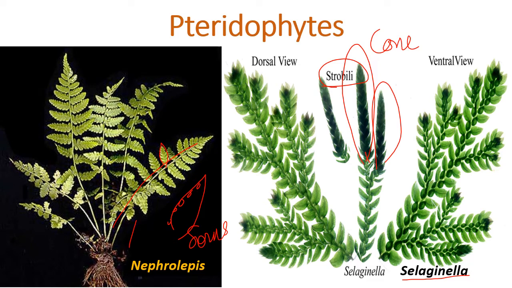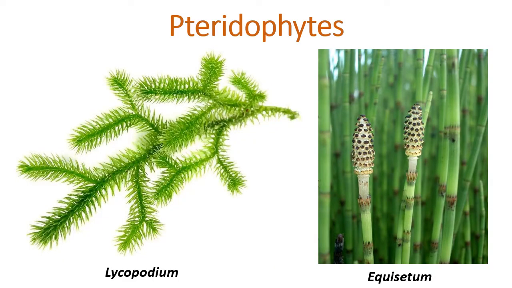Other examples are there. Here you can see Lycopodium. So somewhere here, once it is matured, there is a formation of a cone. Another example is Equisetum. This is a cone of Equisetum that you can see, and here small brownish colored structures are there. Here also you can see these are actually scaly leaves, and this green portion is actually the stem.